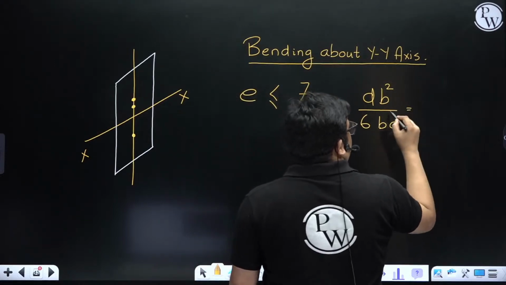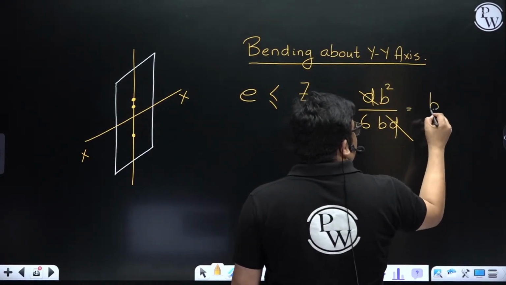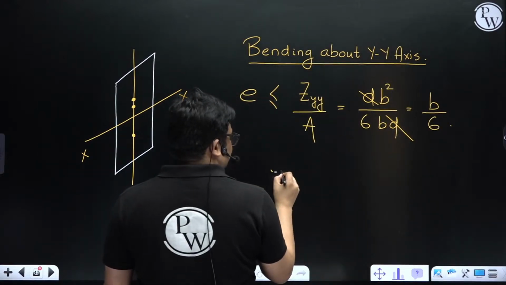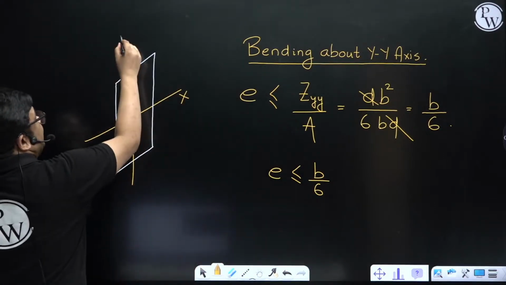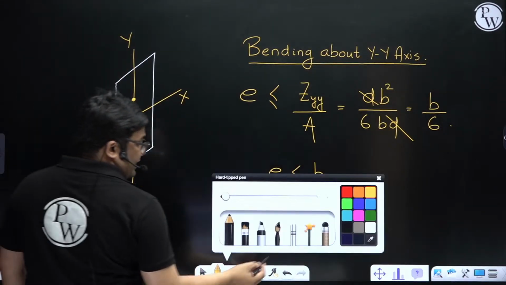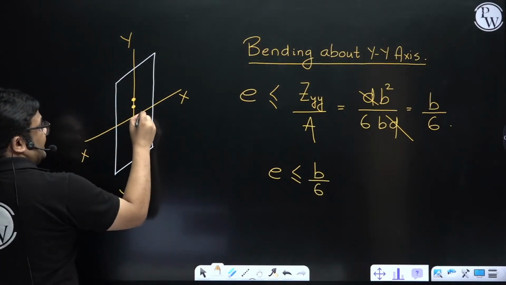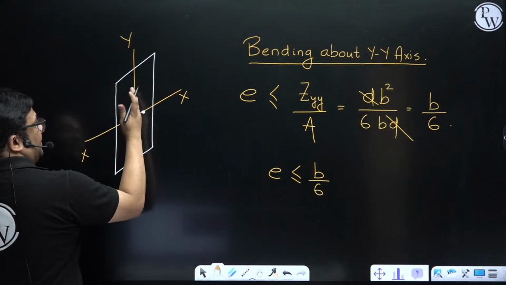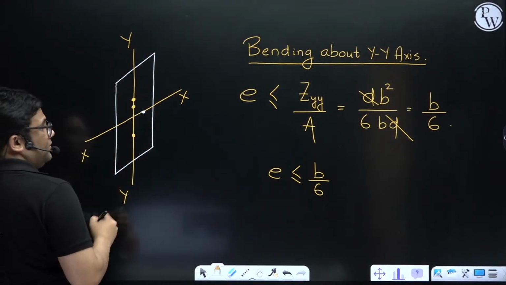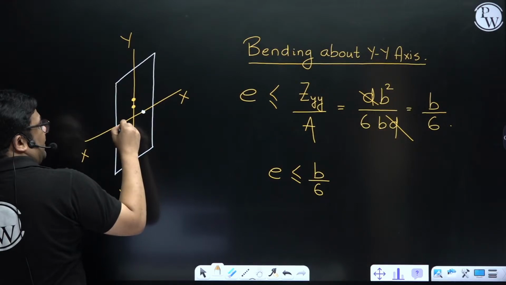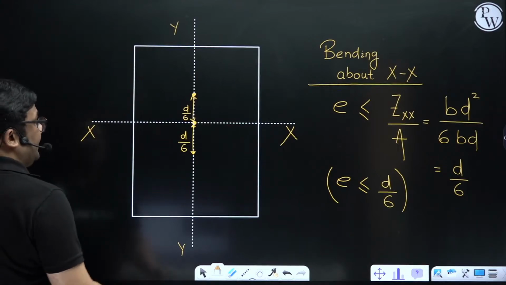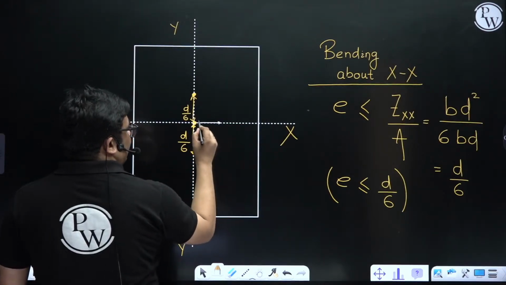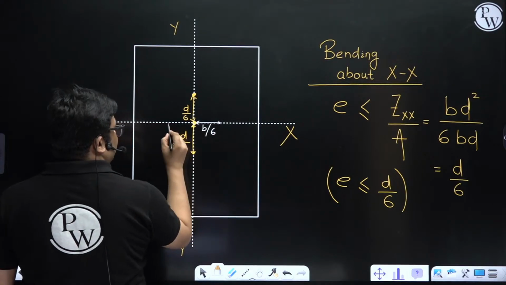With area BD, the D's get cancelled and we get B by 6. So your eccentricity becomes less than or equal to B by 6. Now when I am saying that bending is happening about the y-axis, the load has to act along the x-axis. Then only there will be bending about this axis. When the load is acting along the x-axis, bending will happen about the y-axis. So here I can say this side B by 6, and this side B by 6.